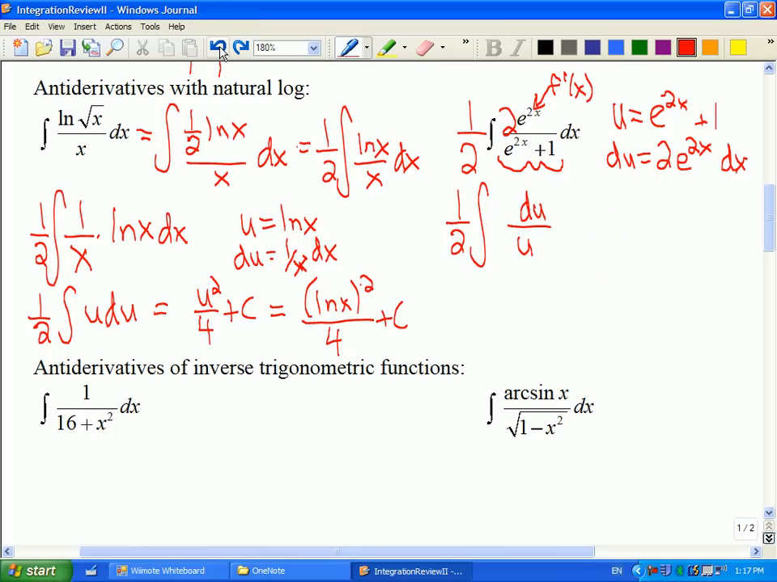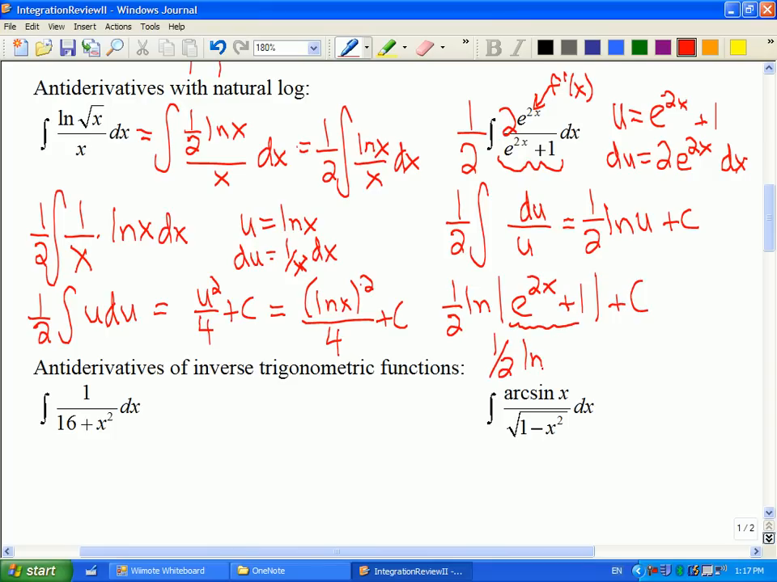And let's make this 1/2 the natural log of u. So for us it was 1/2 the natural log of e to the 2x plus 1. And there's no way that I'm going to get a negative out of this value, so I could just write it as 1/2 the natural log of e to the 2x plus 1, plus a constant. So the absolute value brackets aren't needed.